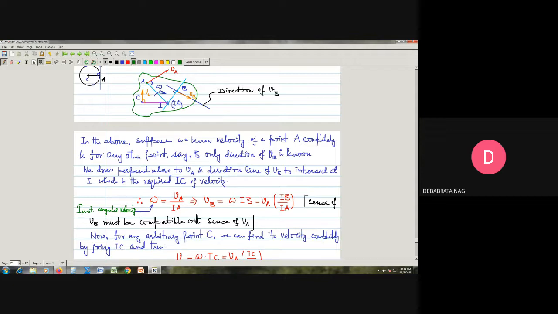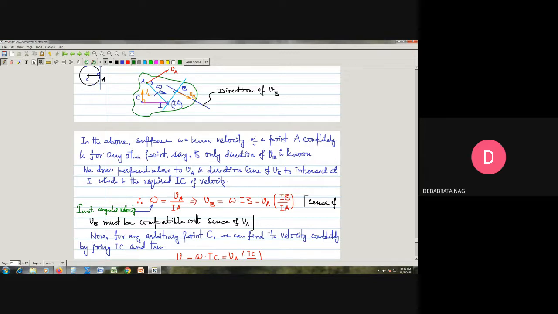So once we find out omega, then I can find out the magnitude of VB. How can we do it? It is pretty obvious that VB will be equal to omega into IB. Again, following the theory of rotational motion, the magnitude of the velocity of point B will be omega into this distance IB. In place of omega, I can put this expression, and I can say that VB will be equal to VA into IB divided by IA.